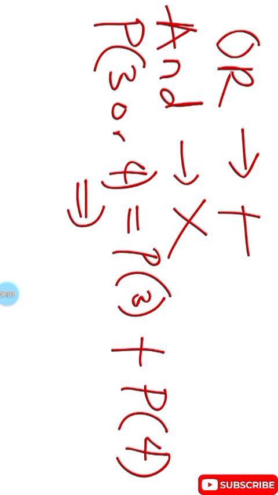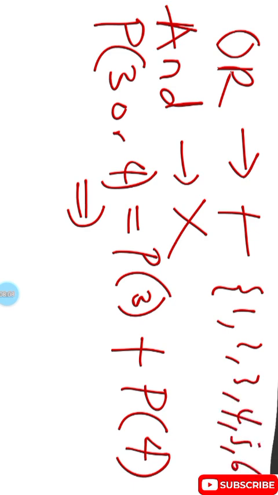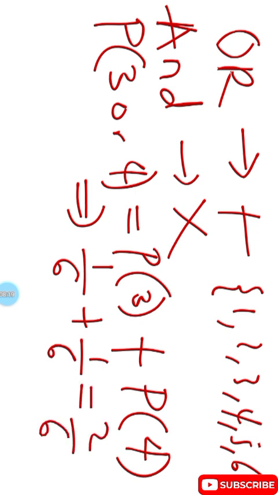How many 3s can you see in that sample space? Don't forget it's 1, 2, 3, 4, 5, then 6. So how many 3s can you see here? Definitely you can only see 1 of the 3. So that is 1 over 6 plus how many 4s can you see there? Also 1 over 6. And that will give you what? 2 over 6, which equals 1 over 3. And that is easy peasy. It's quite easy to deal with.